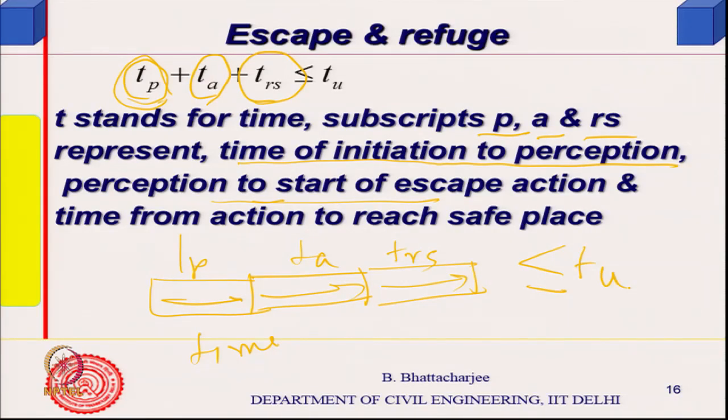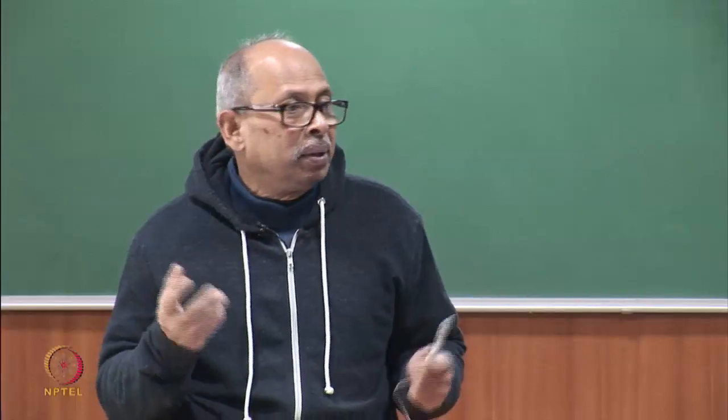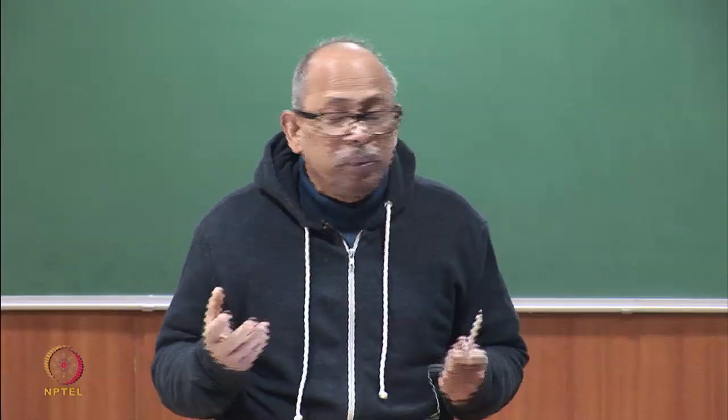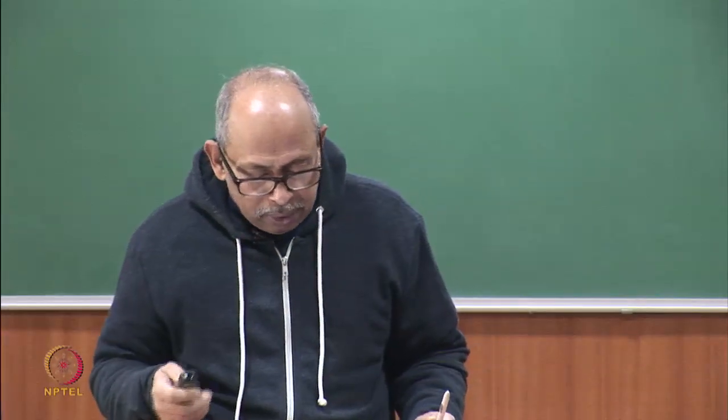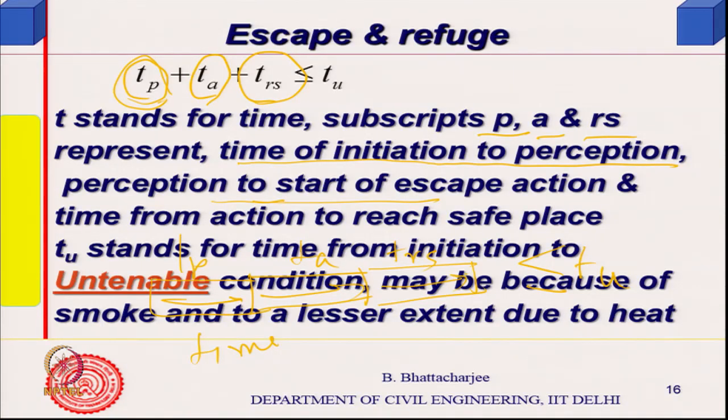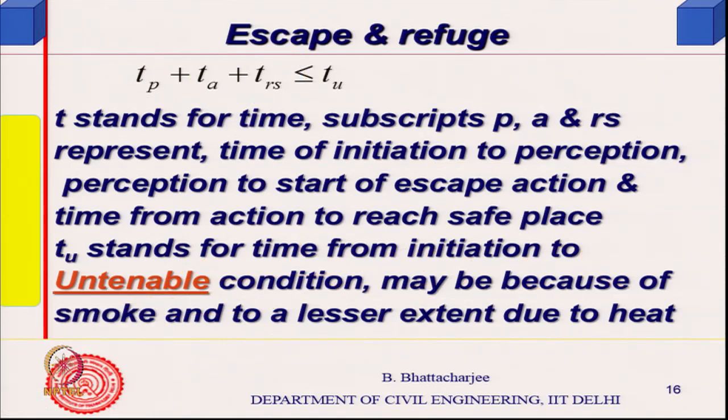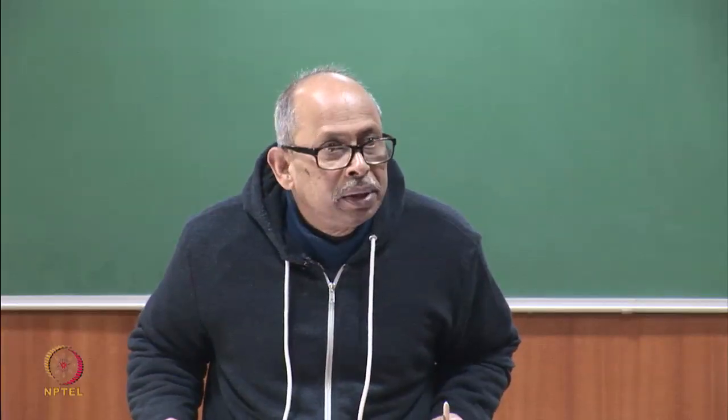What is actually the unacceptable condition? Unacceptable condition, because it could be fatal. It could be fatal or dangerous. So, TU stands for initiation to untenable condition, maybe because of smoke or, to a lesser extent, due to heat. Smoke is more dangerous.